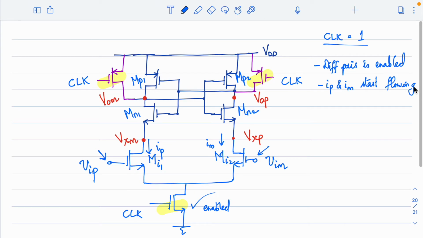And what happens when the IP and IM start flowing? What effect can you see in the circuit? The clock is high. This is on. If this is on, based on the input signal available, both transistors MI2 and MI1 will be converting that input differential voltage into a current, right? Can you tell me in what region the transistors MI1 and MI2 will be when this turns on? What will be the region of operation at the moment the clock turns high? Any idea?